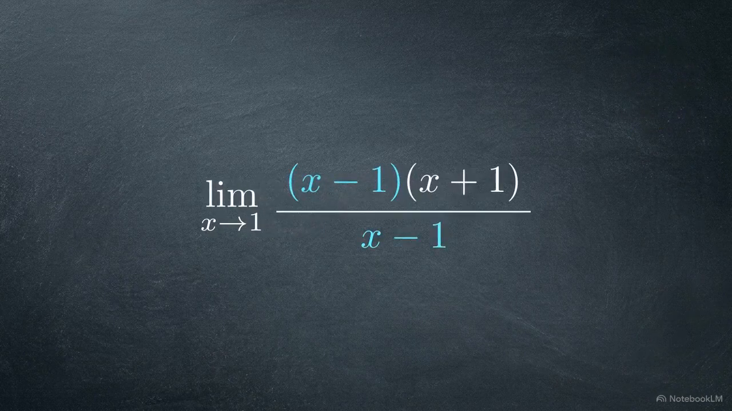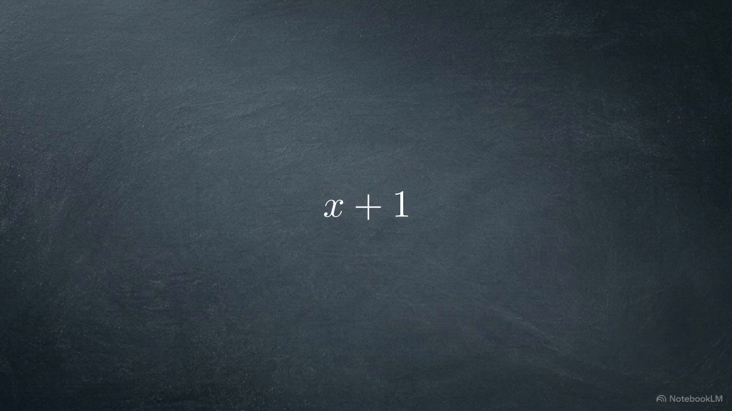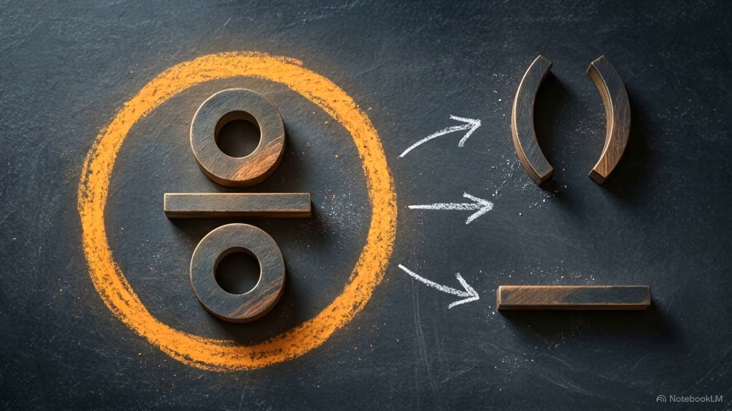By factoring the numerator into x minus 1 times x plus 1 and canceling the shared term, the equation simplifies to x plus 1. Plugging in the target value of 1 gives us a limit of 2. Recognizing this 0 over 0 trigger allows you to identify exactly when a problem requires algebraic intervention rather than relying on simple arithmetic.